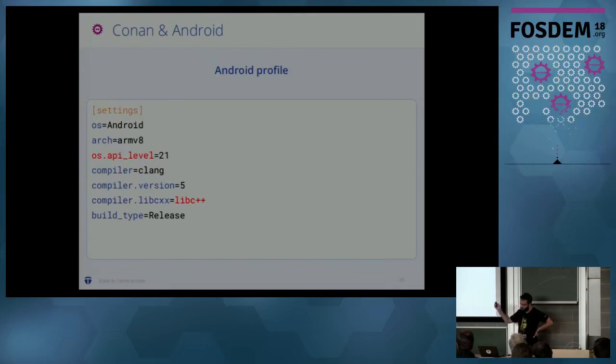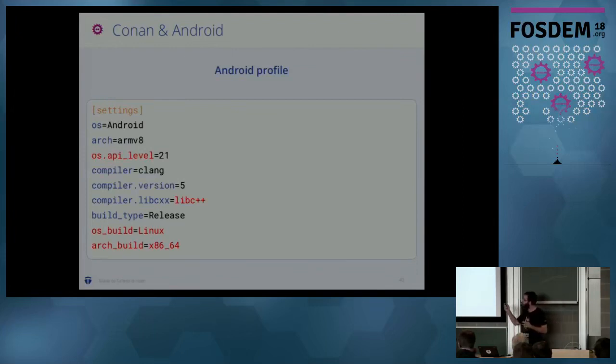As you can see, the OS and Arch have been changed to Android, ARM v8. There's this OS API level that is specific to Android. And then we'll use Clang 5 with libc++. And there are two new settings that have been introduced in Conan 1.0 to ease the development of build requirement packages.